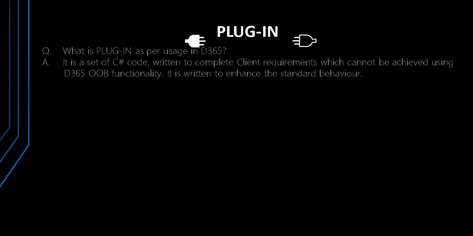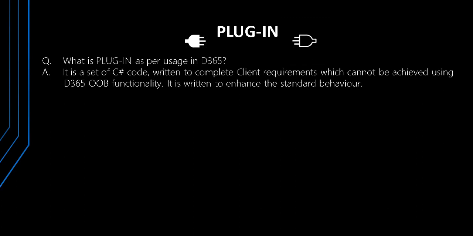The same way, if we want to enhance behavior of Dynamics 365, we use plugin. Where plugin refers to a set of C# code written to complete client requirements which cannot be achieved using Dynamics 365 out-of-box functionality. It is written to enhance the standard behavior. So plugin is just the name for the C# bundle of code which is written to complete some requirements which we can't achieve using the out-of-the-box functionality.